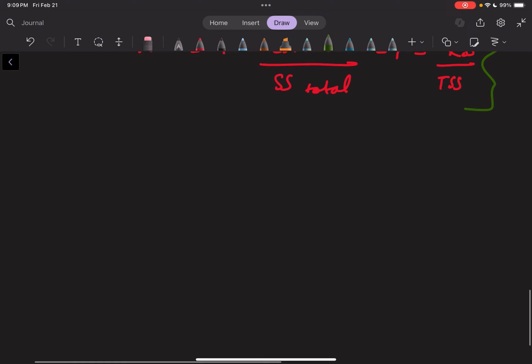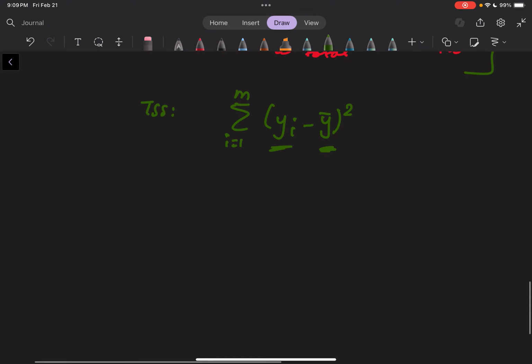So what is your total sum of squares? Total sum of squares, so we're doing the summation, of the actual values minus the mean. So how much do actual values vary from the mean is what your total sum of squares looks at.